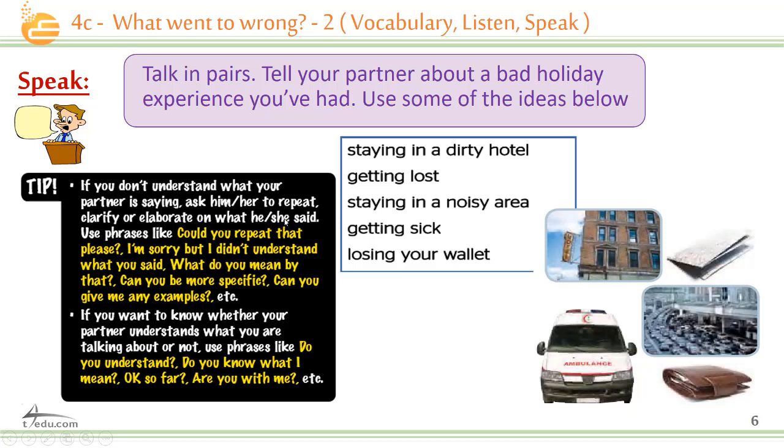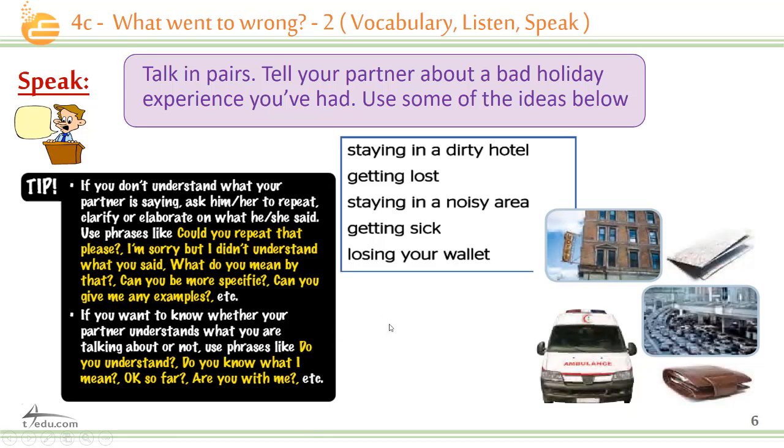Now, if you don't understand what your partner is saying, please do ask to clarify or elaborate on what they are saying. You can use phrases like, could you repeat that, please? I'm sorry, I didn't understand what you said. What do you mean by that? Can you be more specific? Can you give me any examples? If you want to know whether your partner understands what you are talking about, use phrases like, do you understand? You know what I mean? Okay so far? Are you with me?